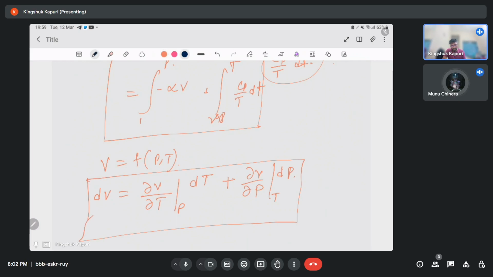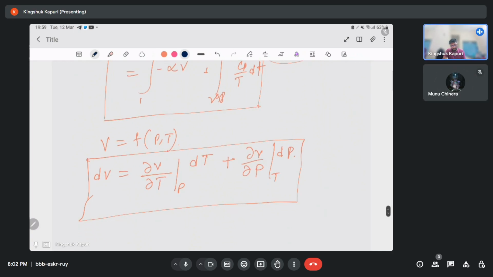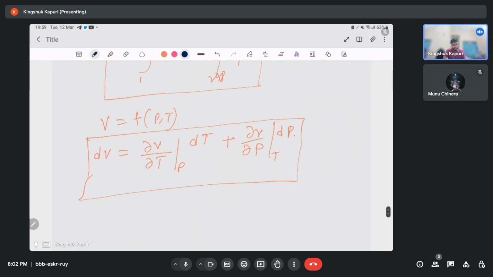So writing this term, dV by dT and dV by dP, we get from 298 to T an alpha V dT, minus a coefficient V, change in V with respect to T will come and change in V with respect to P will come. So 1 by P beta V dP. So this is the term.